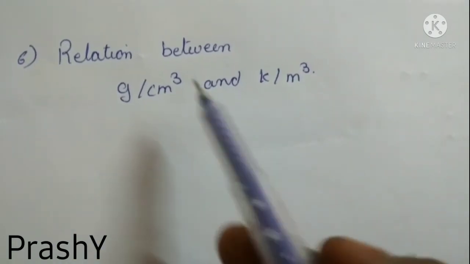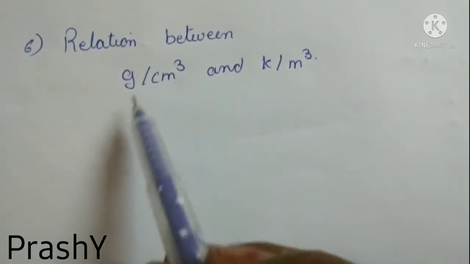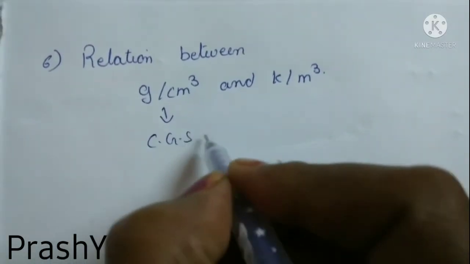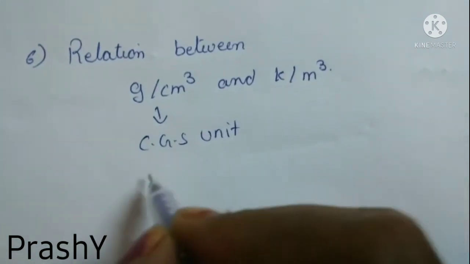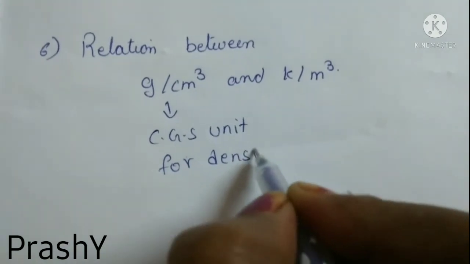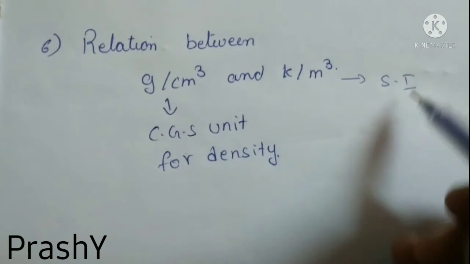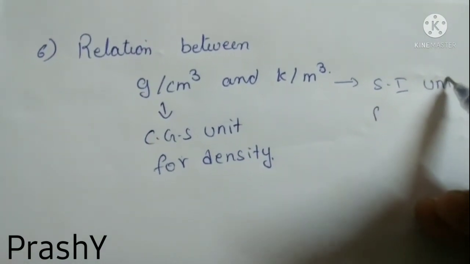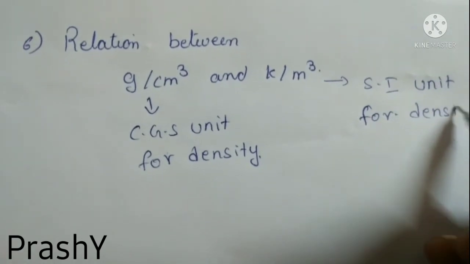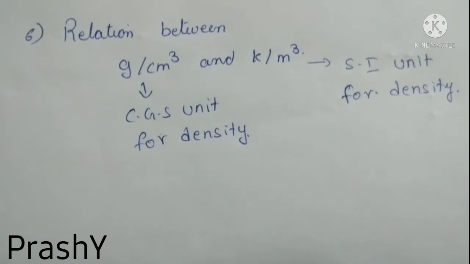Now finally we will see how to find the relation between gram per centimeter cube and kg per meter cube. Gram per centimeter cube is the CGS unit for density. And kg per meter cube is the SI unit for density. Now let us find the relation between these two units.